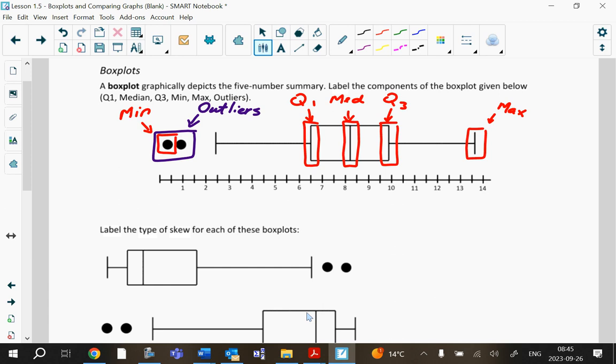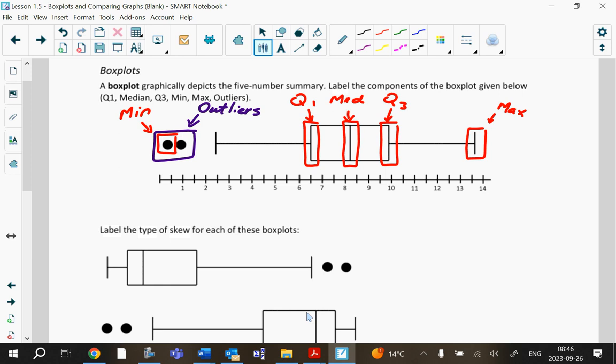For the measures of center, we could just say the median looks like it's about 8.2. What could we say for the variability? We could find the IQR, Q3 minus Q1, which looks like it's about 9.9 minus 6.5. And we could say there are two outliers, because there's two dots.